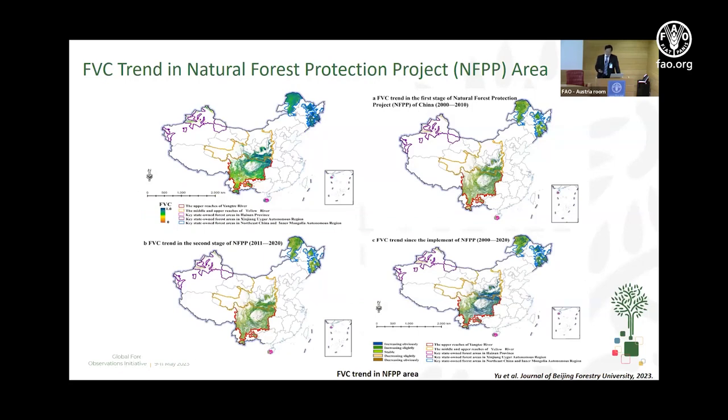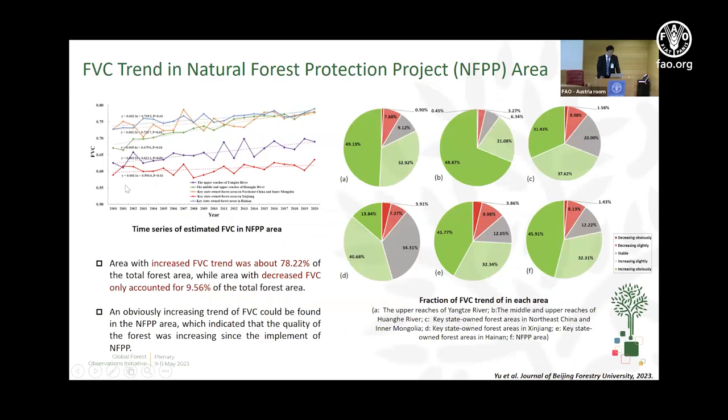Then furthermore, we use the fraction of vegetation cover to do the comparisons. So how much forest has been increasing qualitatively from the coverage fraction view. Then further on, we can do this trend analysis for the different areas. You can see that for the different areas, as mentioned, in the northeast part of China and some other different forest ecosystem regions, for most of the regions, over half of the forests have a significant increase in fractional cover.